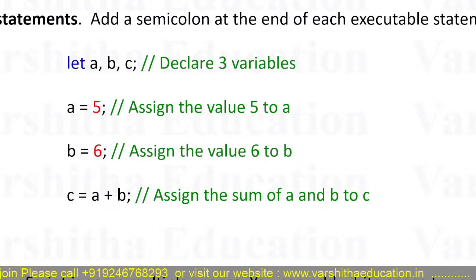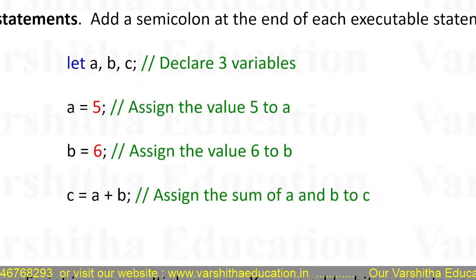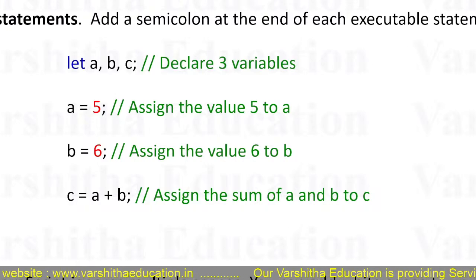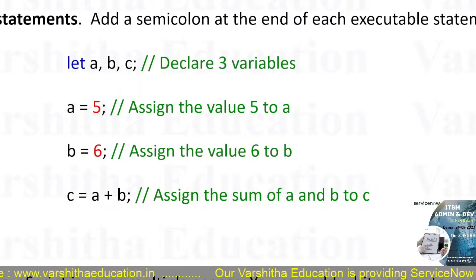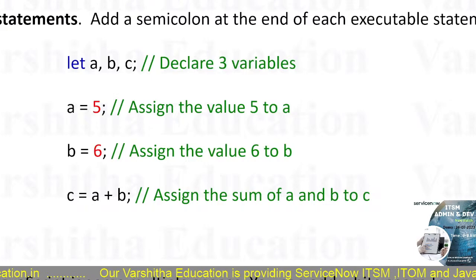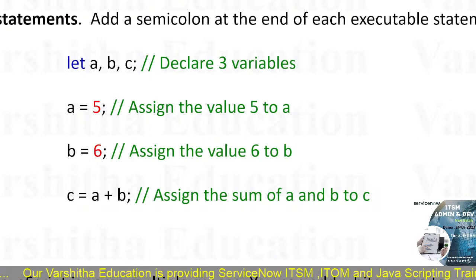So then the B is also there. B is storing a 6 value and C is equal to the sum of 5 and 6 will be assigned into the C variable. So here the equal operator is an assigning operator. It's not a comparison operator. Just keep in mind that on the ServiceNow side, if you write any code, equal means assigning.